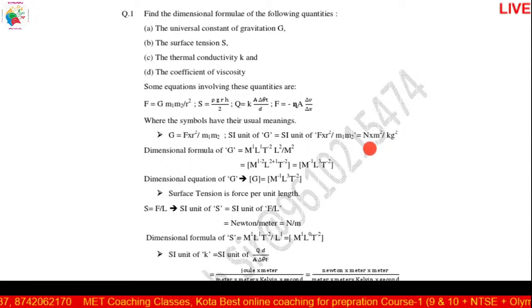This is my suggestion that you learn or remember the dimensional formula for force, because force will come in a number of formulas of physical quantities. So the dimensional formula for force will be M1 L1 T minus 2. Okay, so you put it directly here. Newton is the SI unit, and its dimensional formula for force is M1 L1 T minus 2.